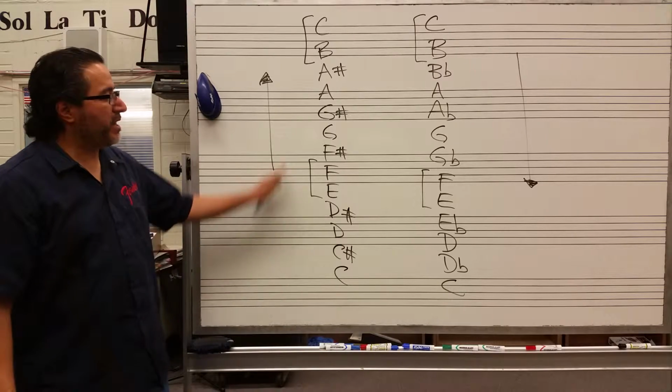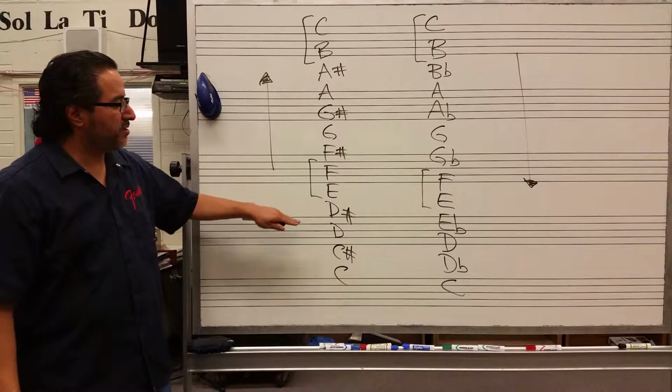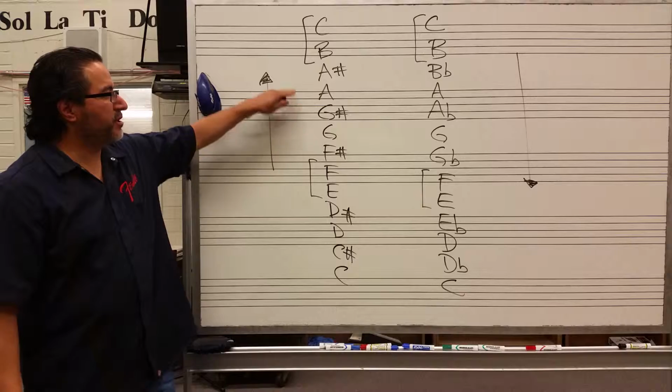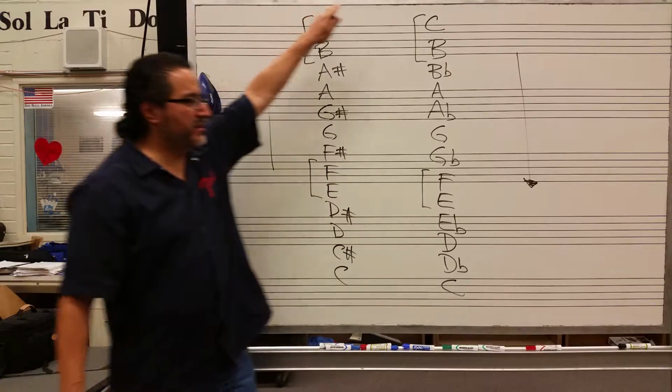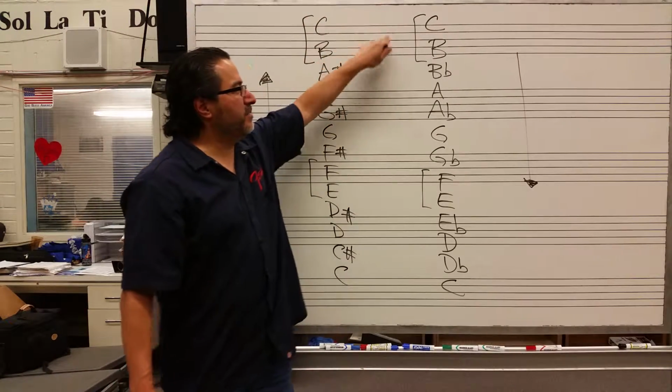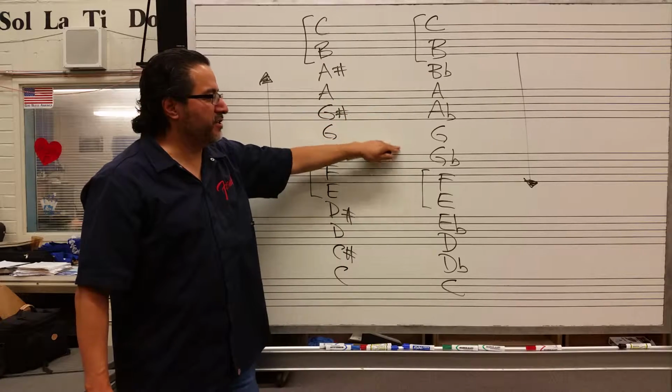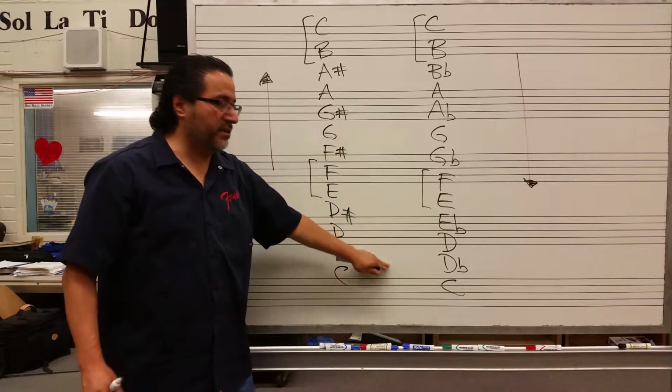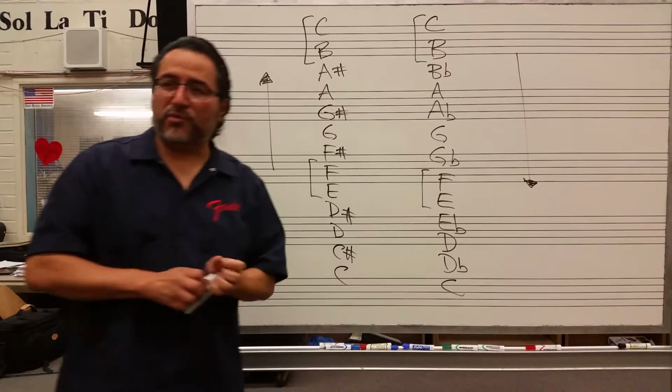So the ascending chromatic scale: C, C sharp, D sharp, E, F sharp, G sharp, A sharp, B, C. The descending chromatic scale: C, B flat, A flat, G flat, F, E flat, D flat, C. And you should try and memorize that.